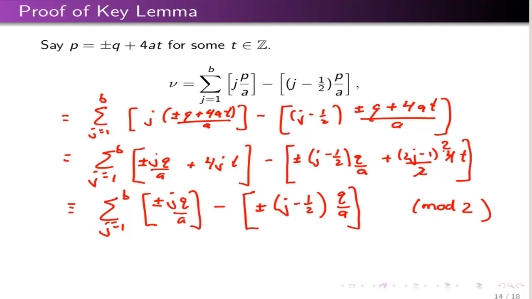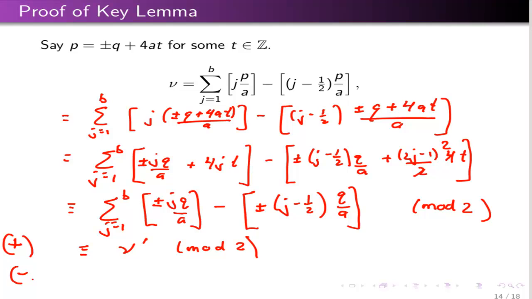If we didn't have the negative sign, so let's do 2 cases. The plus case, this would be exactly the formula for ν', right? The ν' formula is exactly looking like this with q in place of a. So we're done. We got ν is congruent to ν'.